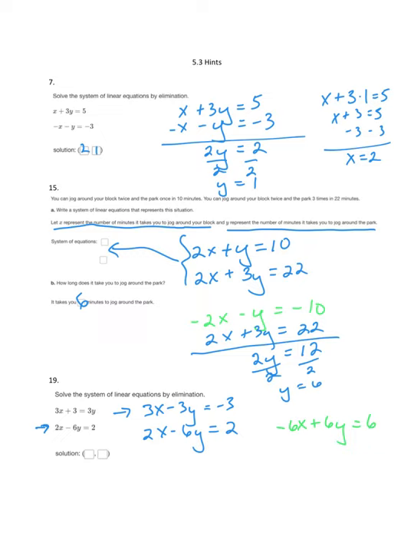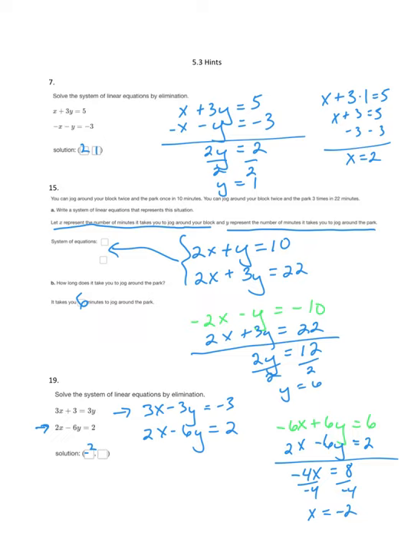Now I'm going to rewrite my second equation, 2x minus 6y equals 2. I'll go ahead and add these. Negative 6x plus 2x is negative 4x. My y's cancel out. Negative 4x equals 8. Divide by -4, and I get x equals -2. So that -2 will go here.